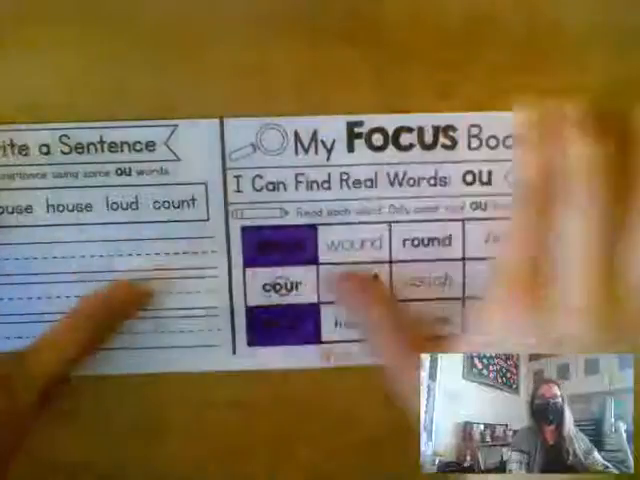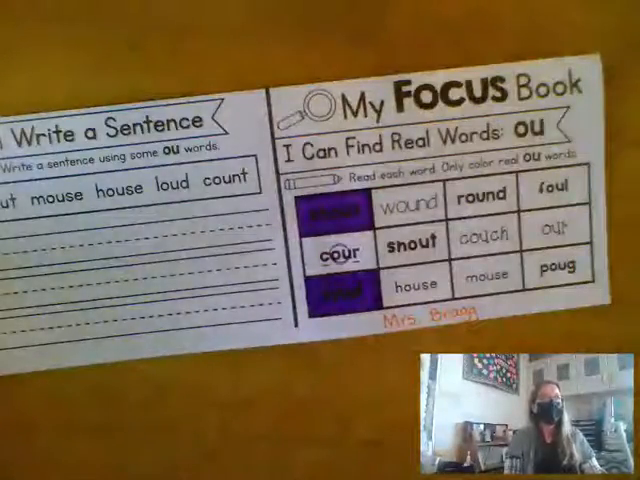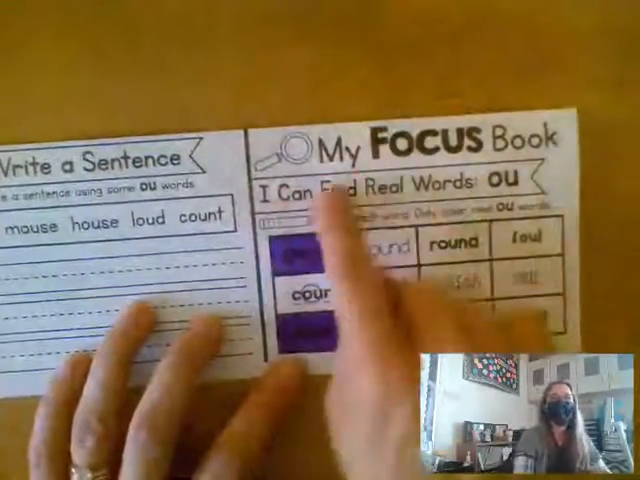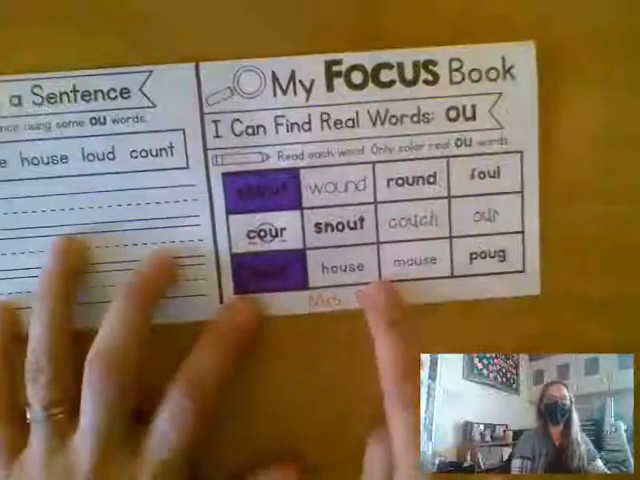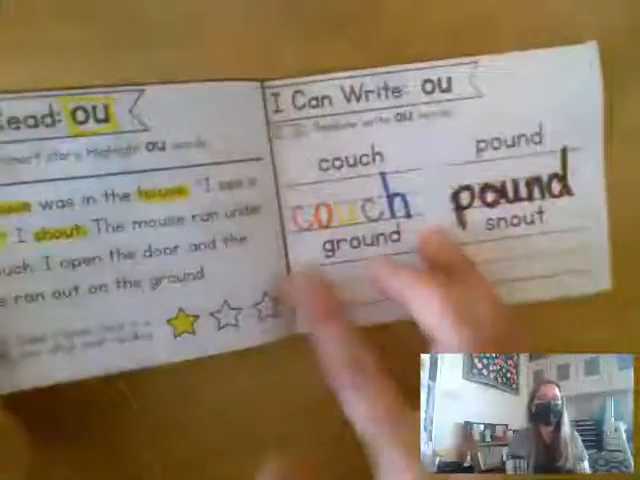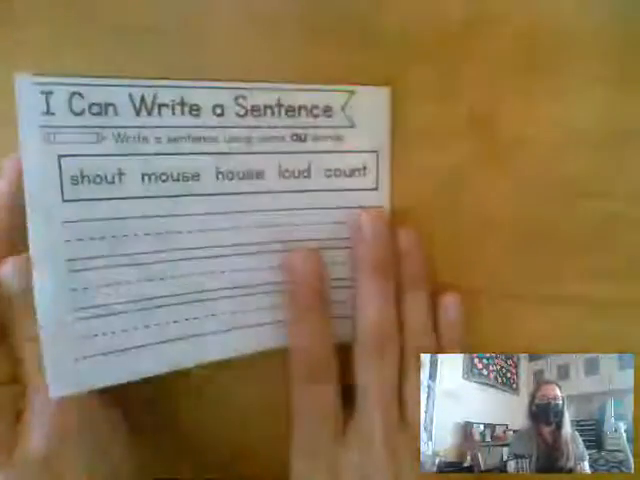Now my paper looks like a hot dog bun, see? And then the last thing you're going to do is fold it like a hamburger. Now, you want this to be the cover of your book because it says My Focus Book and it has your name on it. So you're going to turn it so that when you fold it, and you match up those corners, match them up, and mash. Now you have this cute little My Focus Book. I can read words with OU, and then all of your work is in a nice book.